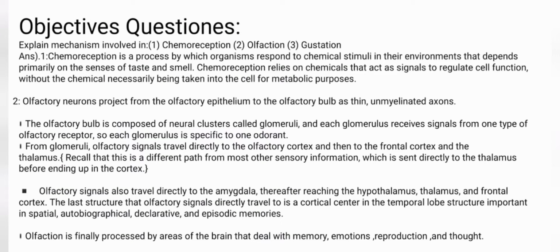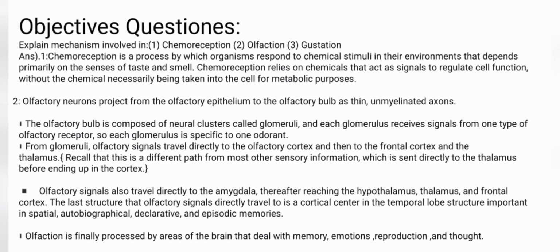Coming to the objective questions. The first question is on the mechanism of chemoreception. Chemoreception is a process by which organisms respond to chemical stimuli in their environment that depends primarily on the sense of taste and smell. Chemoreception relies on chemicals that act as signals to regulate cell function, without the chemical necessarily being taken into the cell for metabolic purposes.